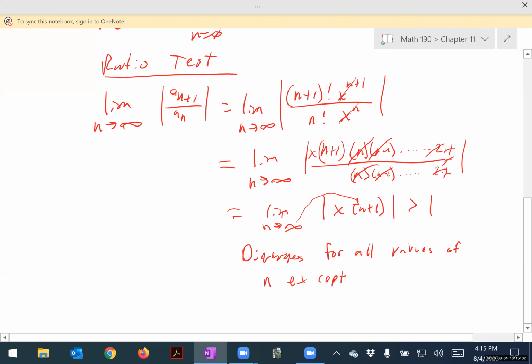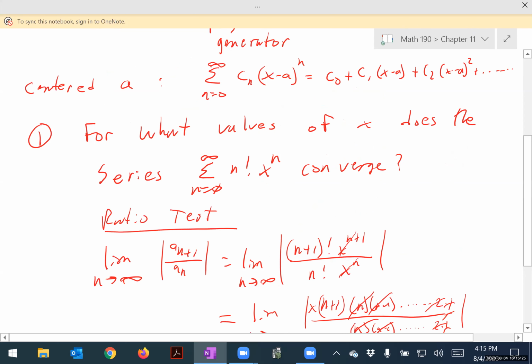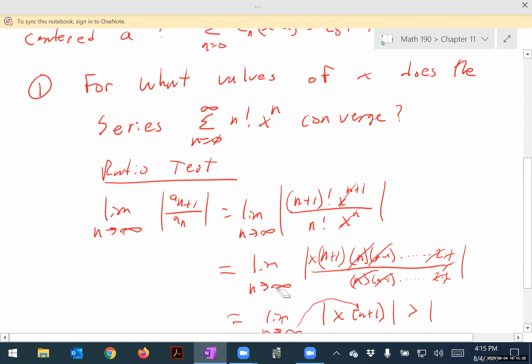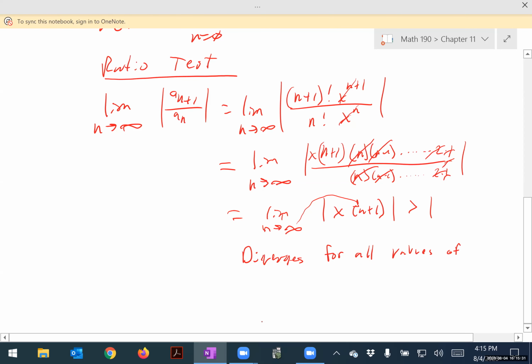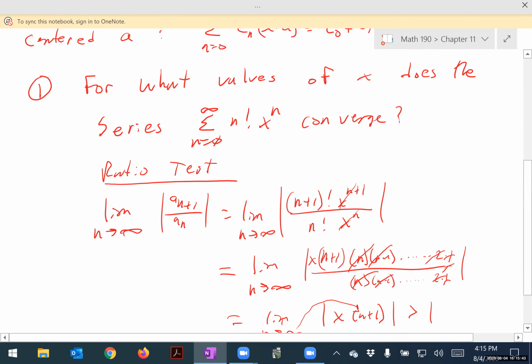Okay, so it diverges. It's going to keep going up and up and up. Or sorry, for all values of x except 0. 0 is the trivial case. If x is 0, then we don't really even have any, I mean, I don't even really need to. I'm just going to say it diverges. Okay, it diverges for all values of x except 0.